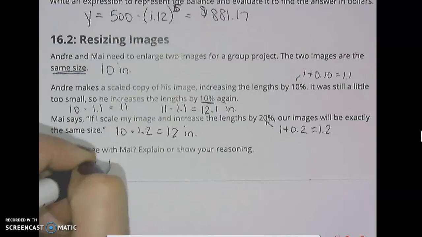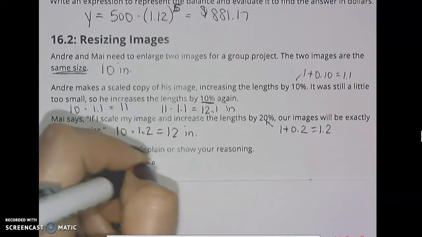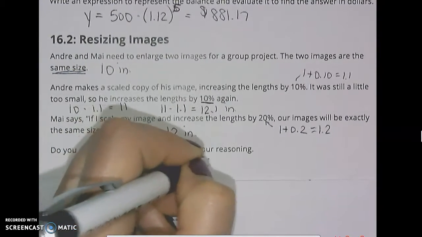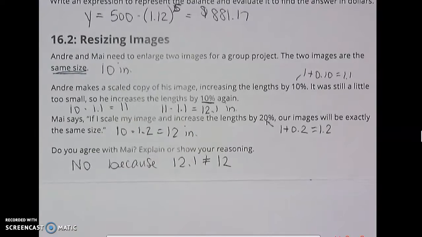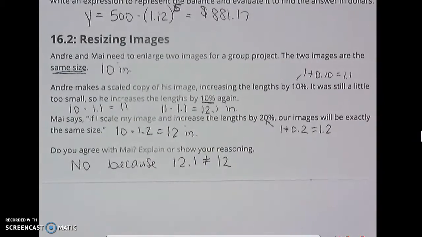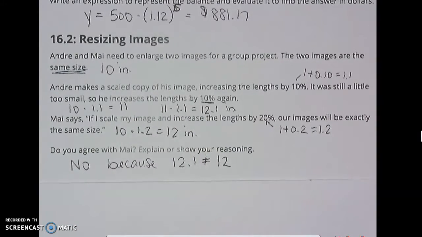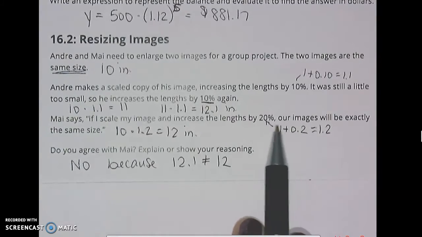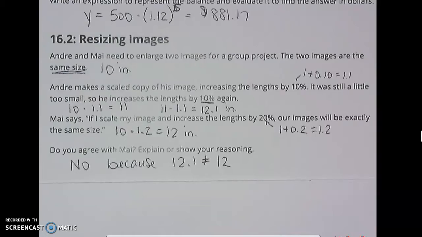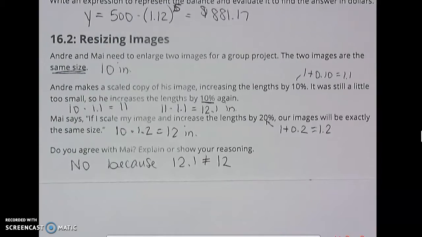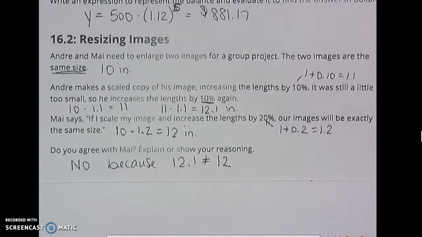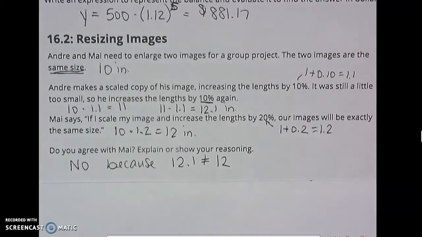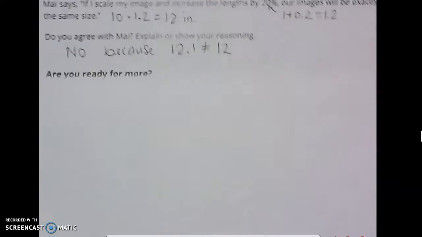So no, because 12.1 is not equal to 12. They're really, really close, but they are not exactly the same. So you cannot just take these two percentages and add them together and do it in one thing. You have to do it in two. Okay, to be the exact same, you got to do the exact same thing, even though it's really, really close. It's not exactly the same.